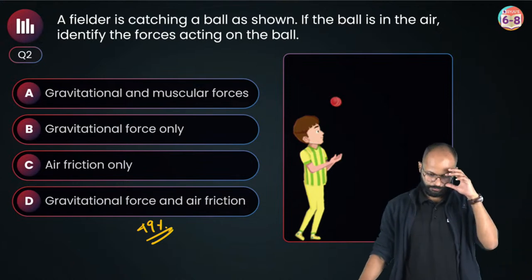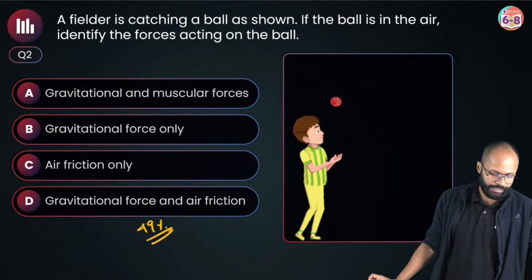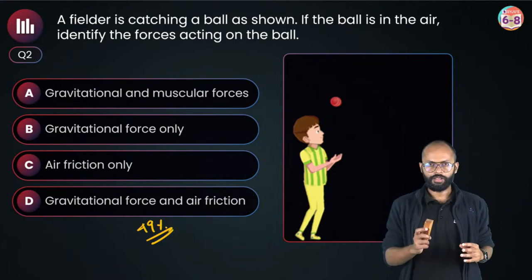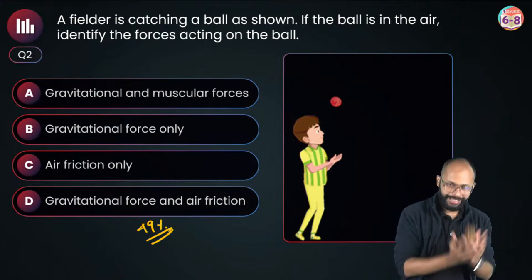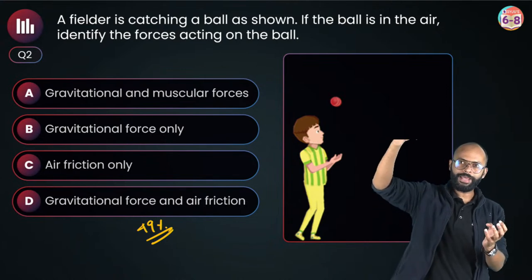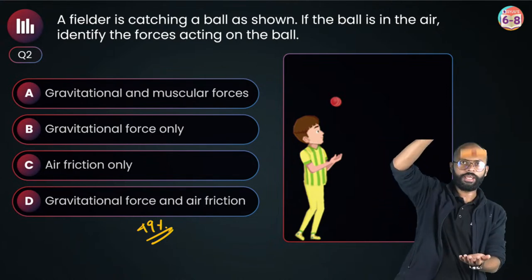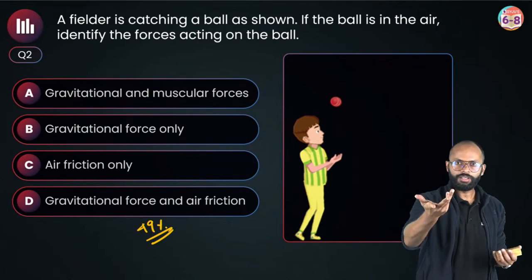Dekho, ek baat batao. Think about it. A ball is in the air, right? And a person is catching the ball. So, what are the forces acting on the ball? Ball pe pehle to kya hai? Ball was traveling through the air. It was the air which is applying friction on the ball, right?